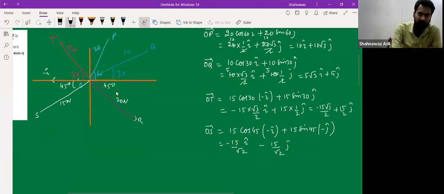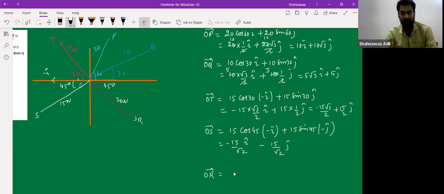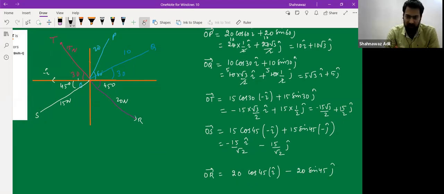Okay, so this guy, OR. So OR would be how much? This is 20 Newton. So 20 cos 45 i cap, and then minus 20 sine 45 j cap. So minus. Okay, so this would be how much?